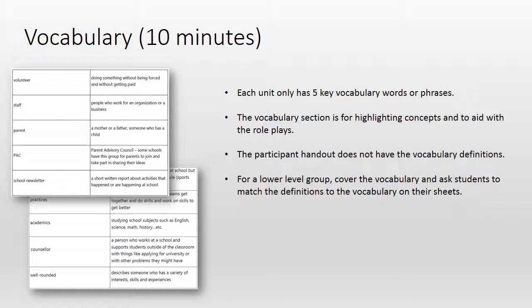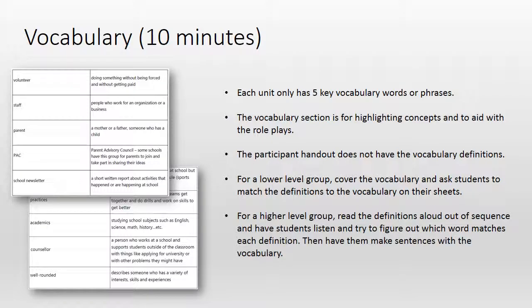For a lower level group, cover the vocabulary and ask students to match the definitions on your sheet to the vocabulary on their sheets. For a higher level group, read out the definitions out of sequence and have students listen and try to figure out which word matches the definition. Then have them make sentences with the vocabulary. If this is too difficult, simply have participants read the vocabulary words as well as the definitions just to make sure that they understand.